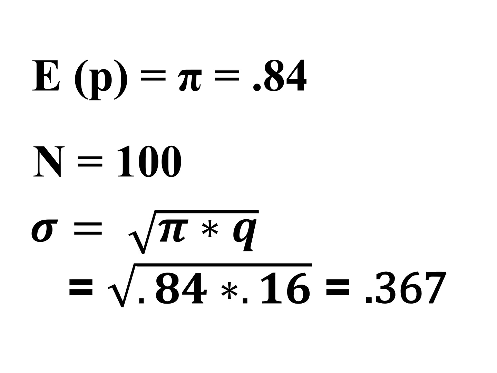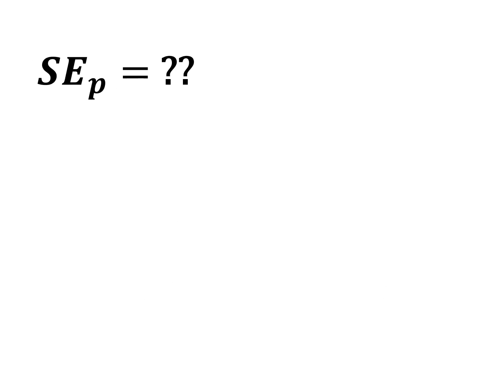So the standard deviation of the population can be calculated by finding the square root of pi times q. We know that pi is 0.84, and we already know how to calculate q. In this case, to calculate q, we subtract 1 minus pi, so we end up with a value of 0.16. So we find the square root of 0.84 times 0.16, and we end up with a value of 0.367. So the standard deviation of the population is 0.367.